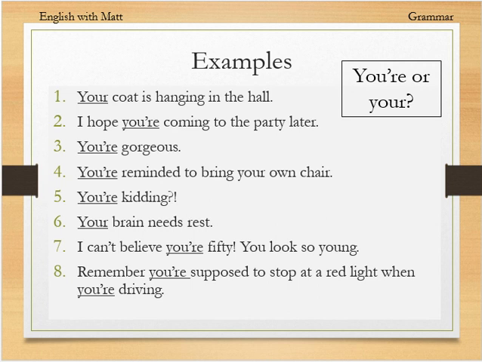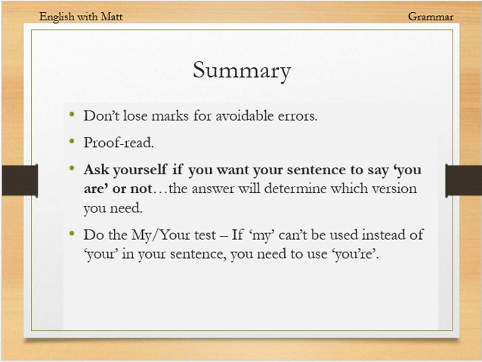So using the correct version of your is important to proofreading, but also maintaining as many marks as possible for written parts of the course. So in summary then, don't lose marks for avoidable errors. It's annoying. Make sure you proofread. It will take you seconds to use the correct version if you are really thinking about what you want to say. Ask yourself if you want your sentence to say you are or not.